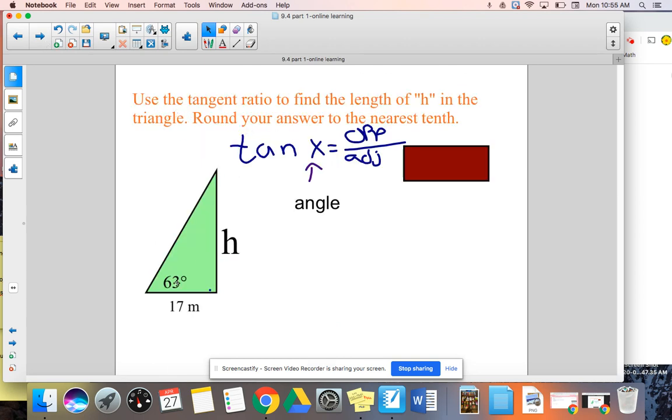Okay, so now let's use the tangent ratio to actually solve for a side. So use a tangent ratio to find the length of h. So here's my h here. That's what we're trying to find. That's like your x. Round your answer to the nearest tenth.